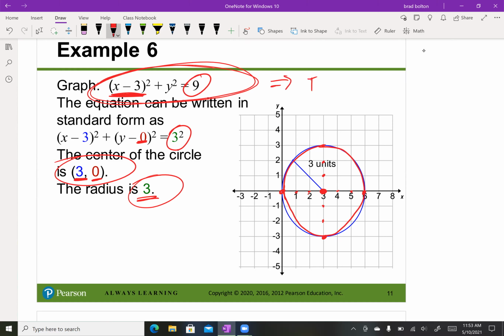So this form works very well for finding the center and radius quickly. Okay, I would compare this for circles to y equals mx plus b for lines. The moment you see y equals mx plus b, you know the slope and you know the y-intercept. You know information so quickly just from looking at it. Standard form for a circle tells you the center and the radius very quickly just by looking at it.